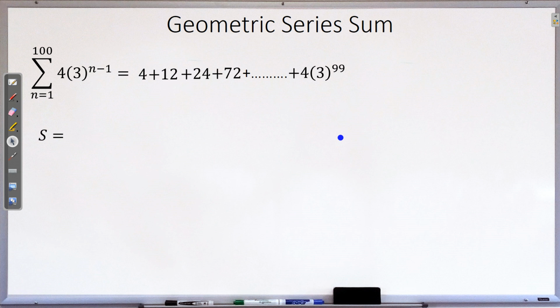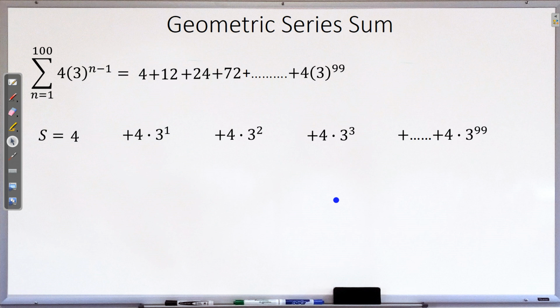We're going to rewrite it. So I'm going to space it out a little bit. So our first term is again 4. But now where does the 12 come from? The 12 came from 4 times 3 to the first power. And the next one came from 4 times 3 squared, then 4 times 3 cubed, all the way to 4 times 3 to the 99th power. So I just spaced it out there. Doesn't really help us find the sum yet.